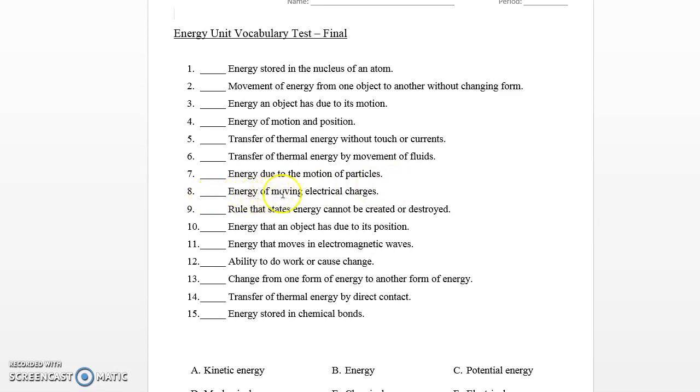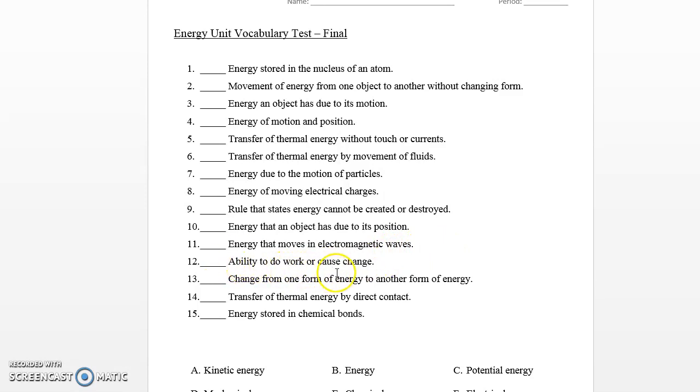Number 8, energy of moving electrical charges. Number 9, rule that states that energy cannot be created or destroyed. Number 10, energy that an object has due to its position. Number 11, energy that moves in electromagnetic waves.